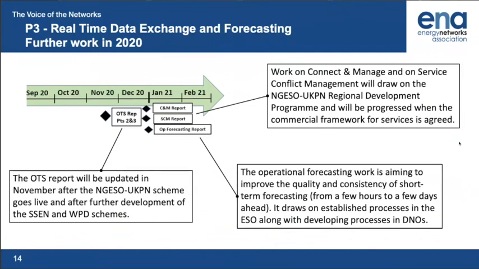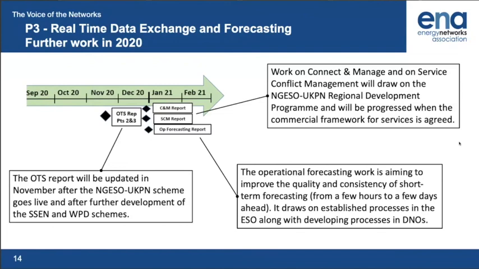There is also work going on in the connect and manage and service conflict management space, which will primarily draw on the so-called regional development program that National Grid, ESO and UKPN are working on. And there's quite a lot of work that's already been done in that space, but at the moment, the focus is more on the commercial side and working out the commercial framework for how the services would be used.